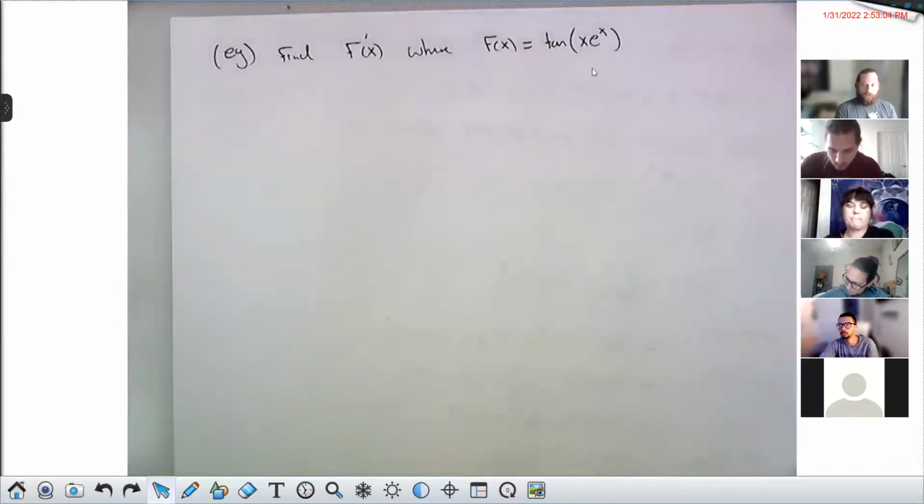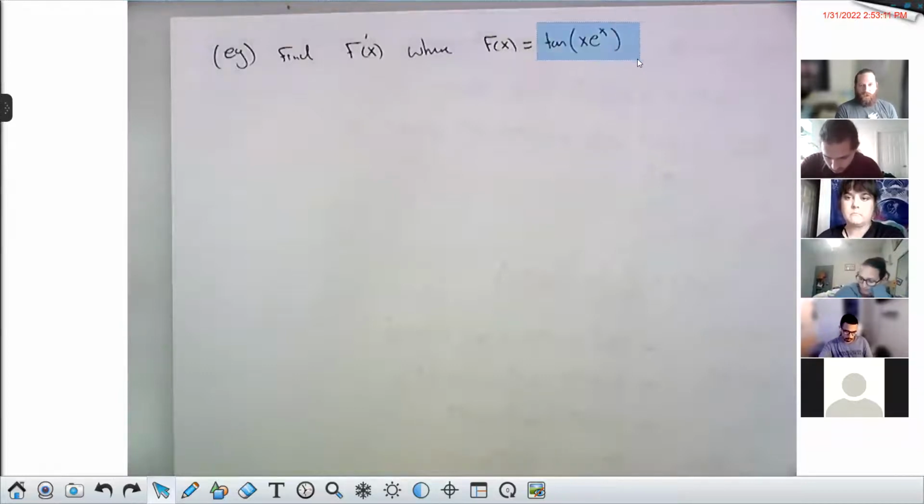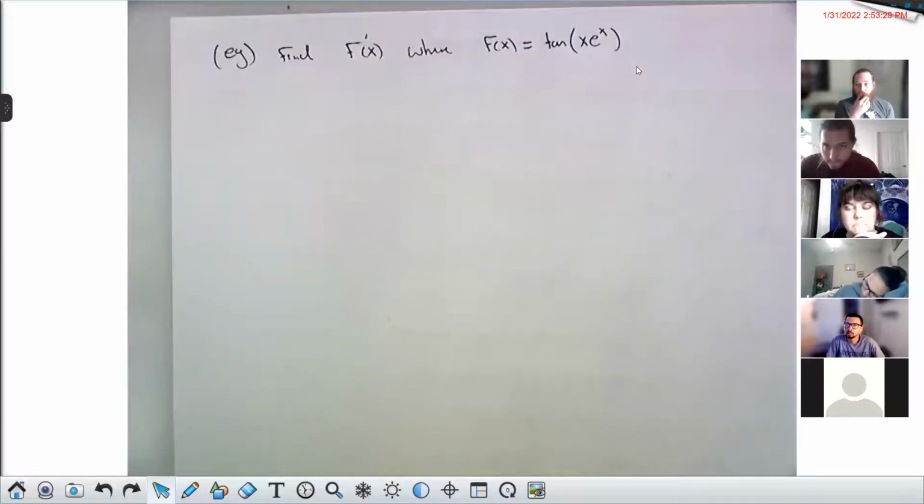So again, we do have a composite and a product. This time, though, the outermost thing going on is the composite. The product, x times e to the x, is inside the tangent function. So if I had to ask what the layers are here, the outer layer is the tangent function, and inside of that I have something that requires a product rule, x times e to the x. So like the last problem, we will need both the chain rule and the product rule here.